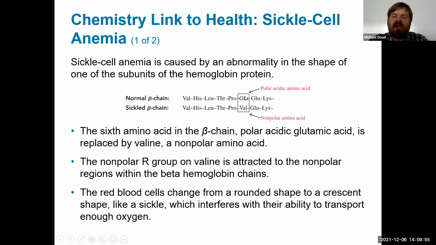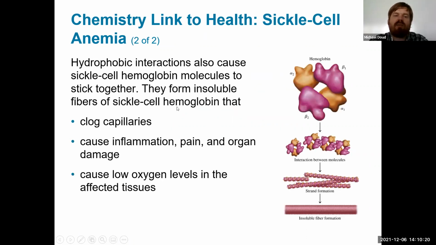And this is a big change. Big change because glutamic acid is polar, acidic, and valine is nonpolar. So that nonpolar R group is going to be attracted to different regions than the glutamic acid. And so what happens is the red blood cells change. They no longer form a rounded shape to a crescent shape. And this means that they don't transport oxygen as well as their neighbors.